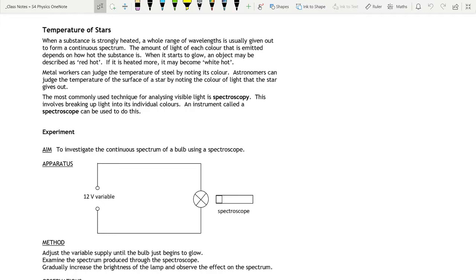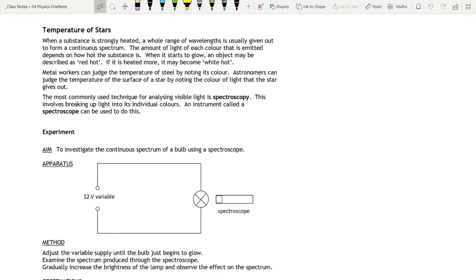So the amount of light of each colour that is emitted depends on how hot the substance is. When it starts to glow, an object may be described as red hot, but if you get hotter, you can describe it as white hot. White hot's the most dangerous. So metal workers can judge the temperature of steel by noting its colour.